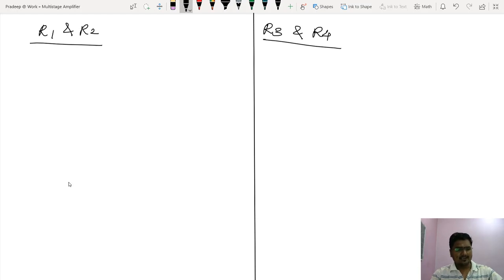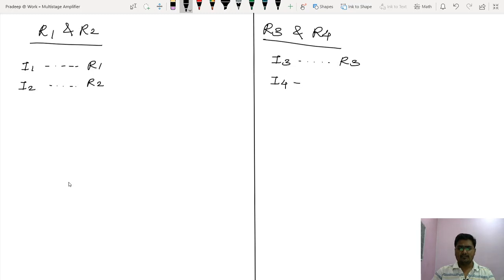I can write, let I1 is the current which is flowing through resistor R1. Let's assume that I1 is the current flowing through resistor R1 and I2 is the current flowing through resistor R2. Parallelly I will write same thing for resistor R3 and R4. So here I will write I3 is the current flowing through resistor R3 and I4 is the current flowing through resistor R4.